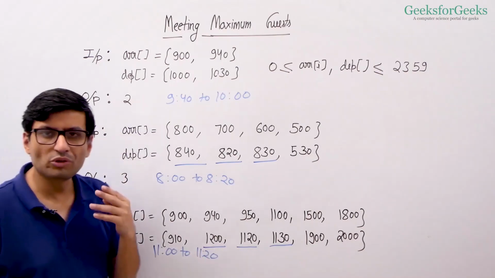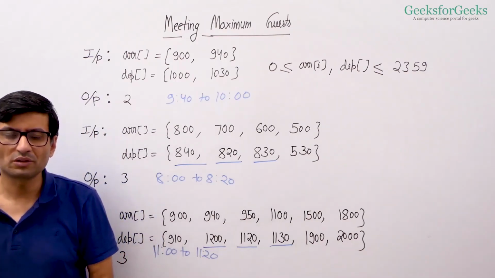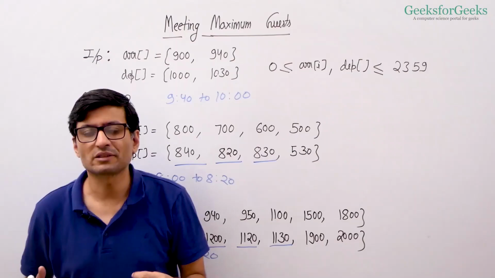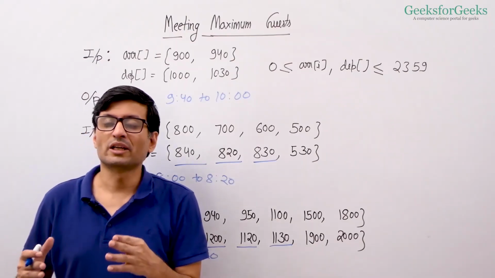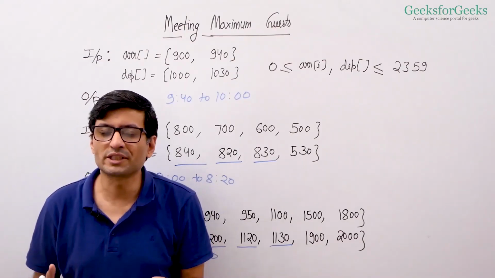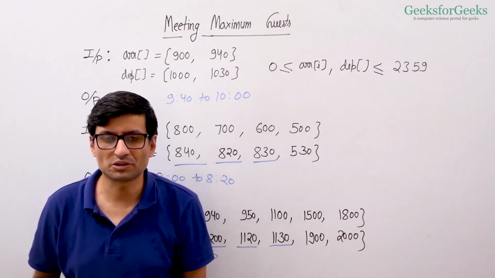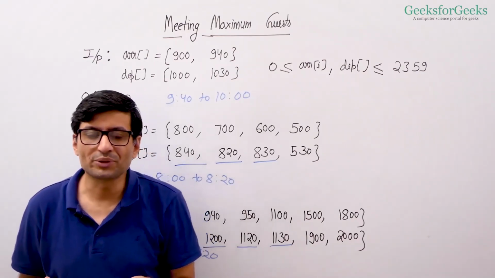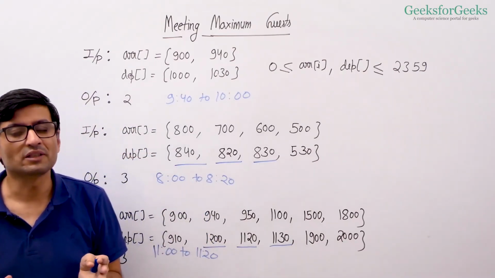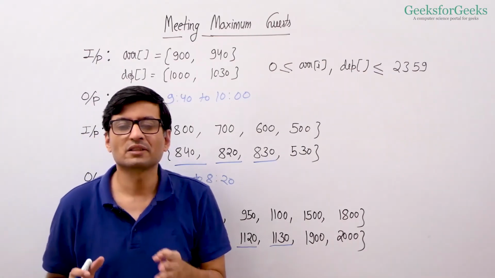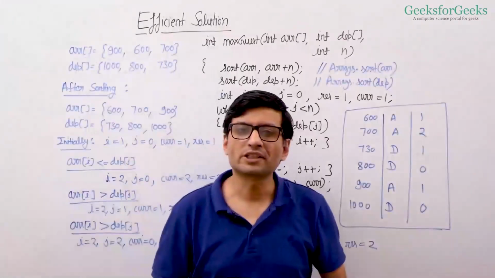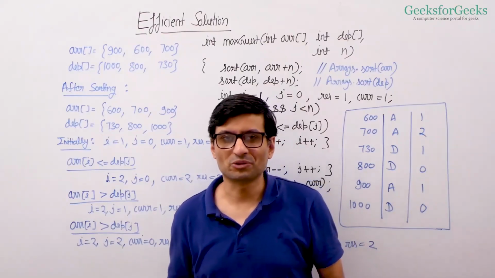So you have 2 integer arrays given to you and you need to write a function that returns an integer value. This integer value tells you how many guests you can meet at most. Now please pause this video and try to write down a function that takes 2 integer arrays and returns an integer value. Let us now talk about an efficient solution.